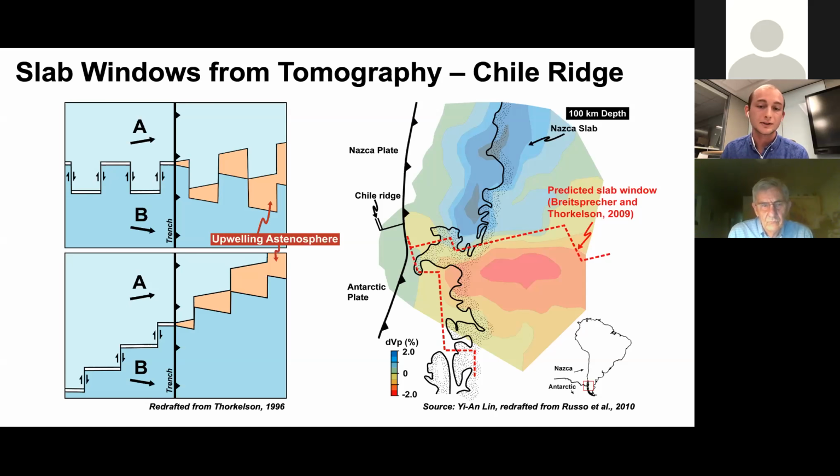One really great modern example of a slab window that we can image with mantle tomography is here in southern Chile, where the Nazca and Antarctic plates are subducting below South America. And the ridge between the two is subducting, and we can image this subducted slab and see the slab window between them.